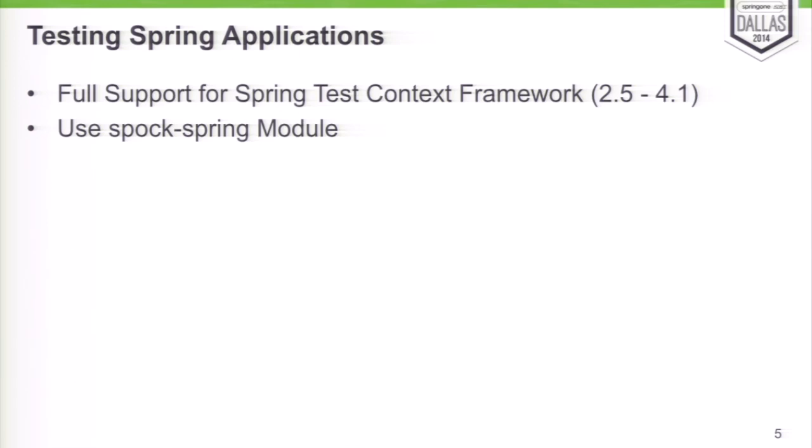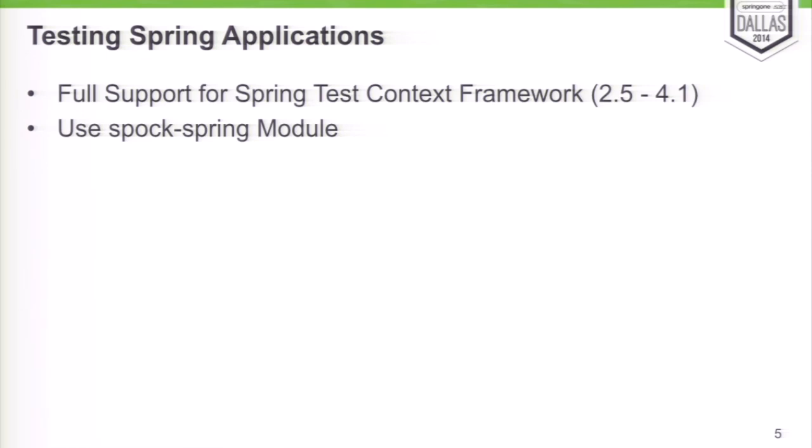Spock fully supports the Spring test context framework. So Spock doesn't add any APIs, nothing. You just use it exactly the same way you would write a Java JUnit test with the Spring test context framework. The only thing you need to do is, in addition to Spock core, put Spock Spring on your test class path. That's the only thing.